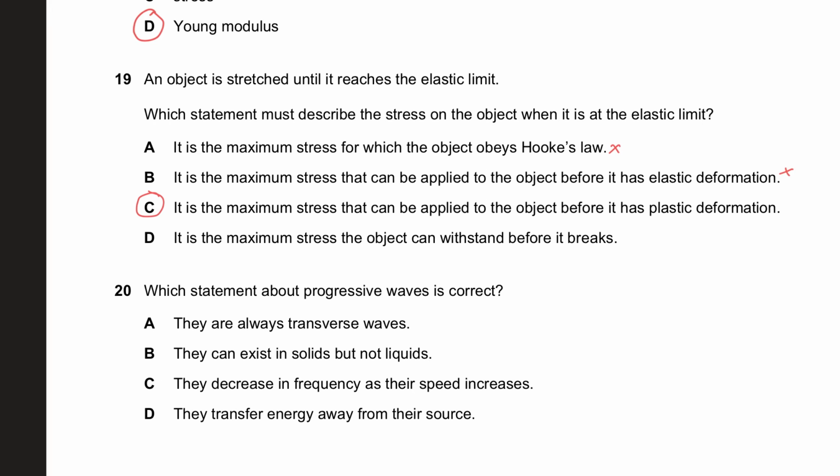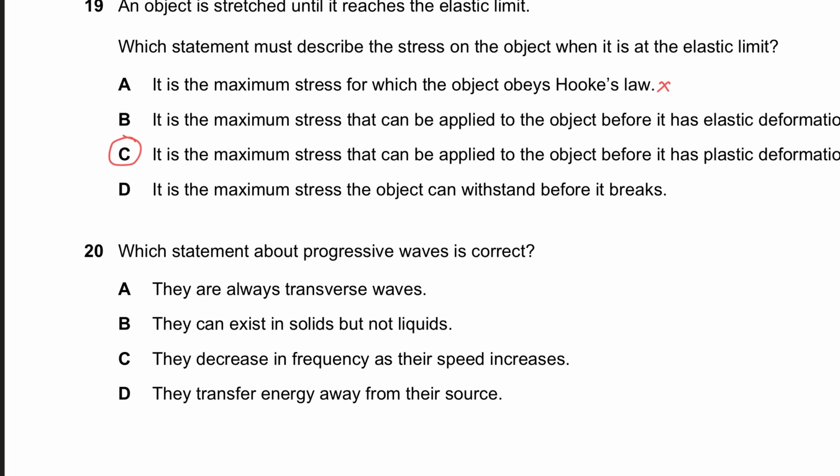Question 20 says, which statement about progressive waves is correct? They are always transverse waves. Now, we can have longitudinal waves that are progressive. Sound waves, longitudinal and progressive. They can exist in solids but not in liquids. Progressive waves can exist in both solids and liquids. They decrease in frequency as their speed increases. That is incorrect too. They transfer energy away from their source. This is correct. That is what happens in a progressive wave. Energy moves away, hence the name progressive. So D is the correct answer.